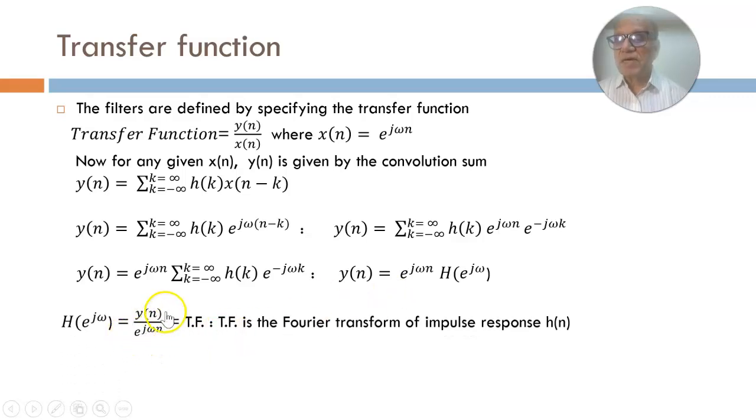H of e raised to j omega is y[n] upon e raised to j omega n, and that is your definition of transfer function. Remember, this is y[n] by x[n], where x[n] is e raised to j omega n. So this is y[n] divided by e raised to j omega n. So what have we shown? We have shown that the transfer function is the Fourier transform of the impulse response h[n].